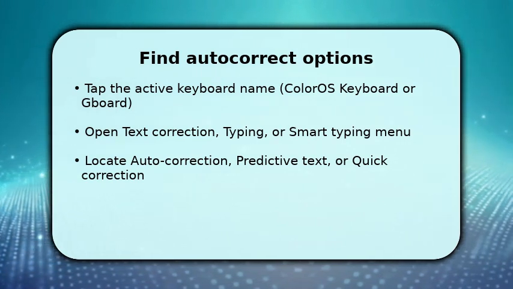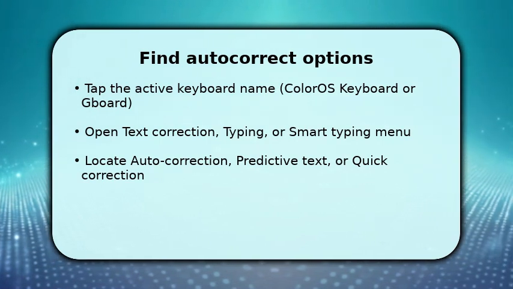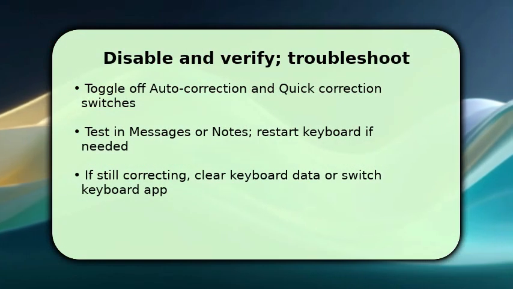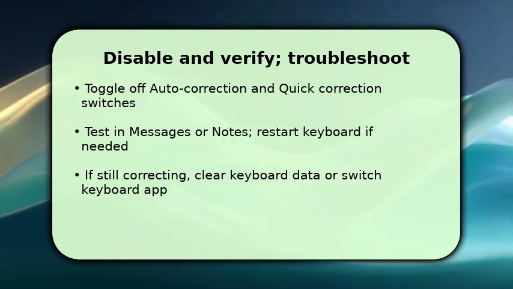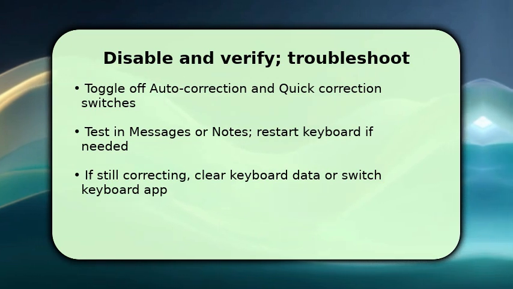You now turn off the autocorrection and any quick correction or predictive toggles you identified. Simply tap the switches to disable them. Once off, open messages or notes and type a few words to verify corrections stopped.